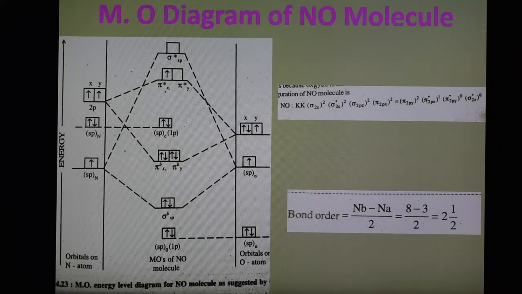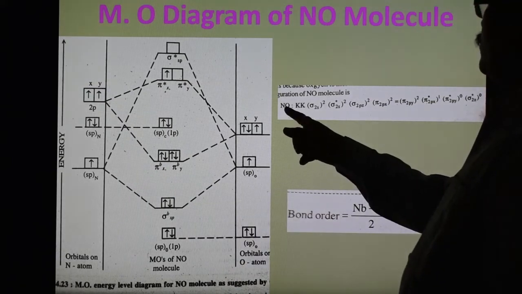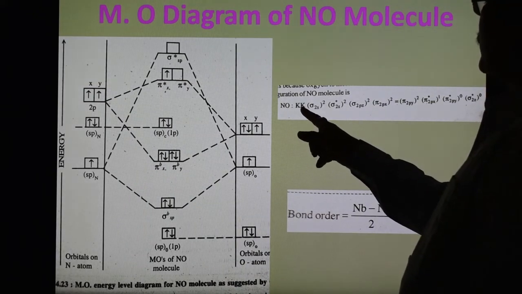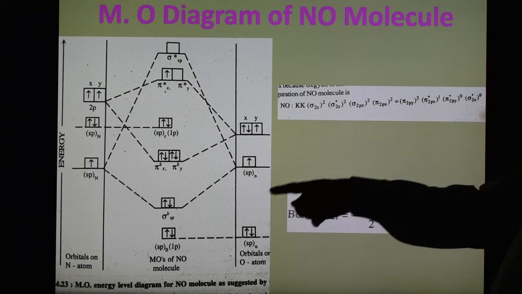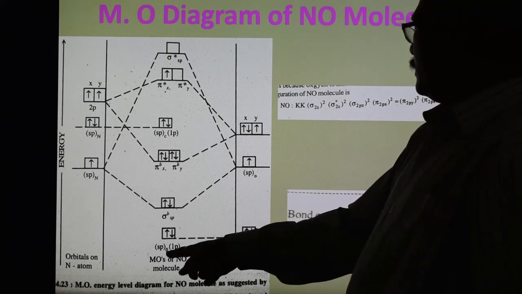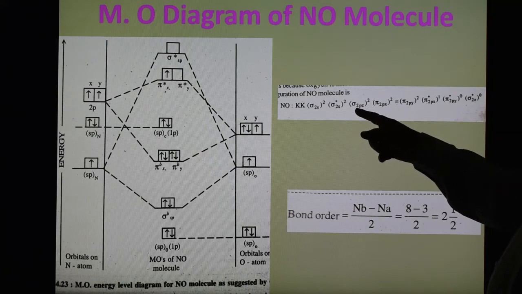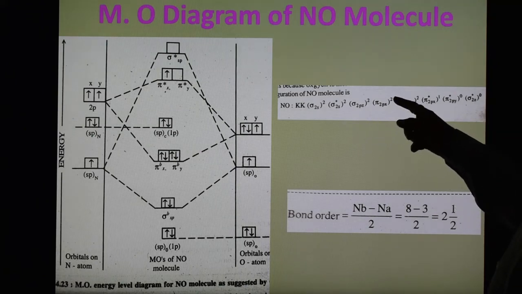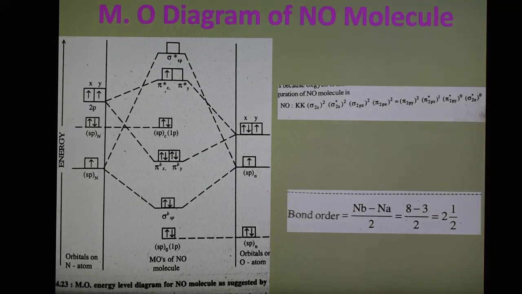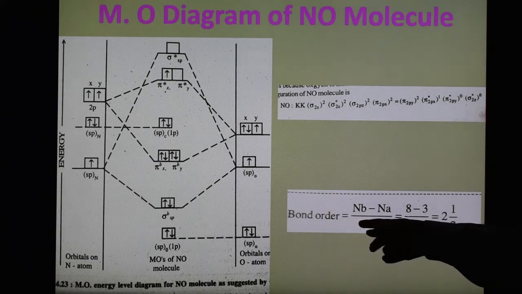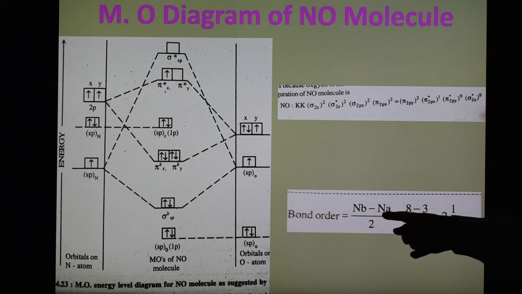MO configuration here. So the NO molecule: KK, then sigma 2s2, sigma star 2s2, sigma 2pz2, pi 2px2, pi 2py2, pi star 2px1 here, and on the basis of that the bond order can be calculated. The formula is (Nb minus Na) upon 2.